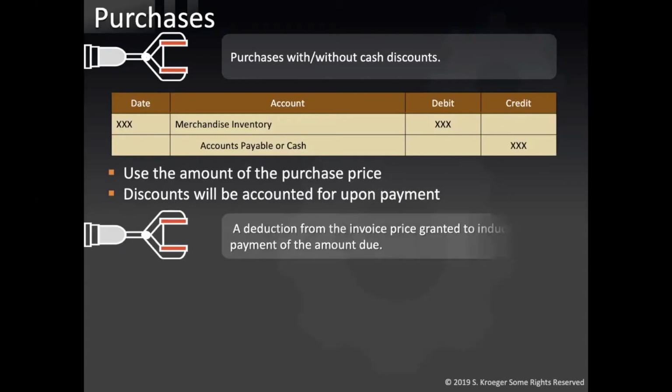A discount in terms of this course means that if you pay early, you will get a discount on the amount you need to pay. I always say that we are not fortune tellers. We do not know the future. We are never 100% sure if we are going to pay early or not until we actually make the payment. We will account for the discount when we make the payment. Let me show you an example.